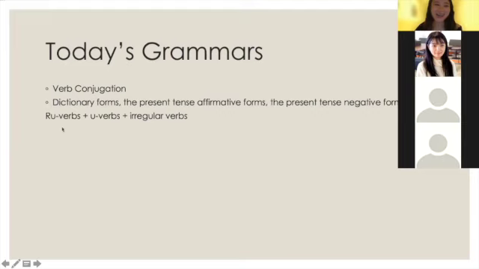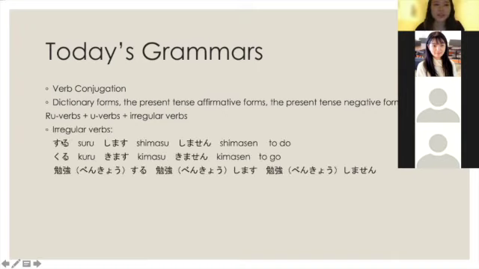So there are 3 groups of words in Japanese: ru-verbs, u-verbs, and irregular verbs. Today we're going to talk about all of them, but first let's learn the irregular verbs because there are only 2. Easy. One is suru, which means to do. We're going to change it into the polite form, which is shimasu.